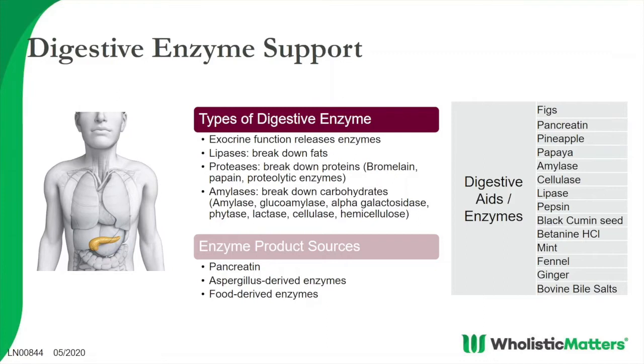There are also many other digestive aids that can be paired with this, particularly herbal components that have shown to have specific benefits for people. So a few of them, like cumin seed, fennel, mint, ginger, a lot of these have very outlined benefits for digestive specific support.